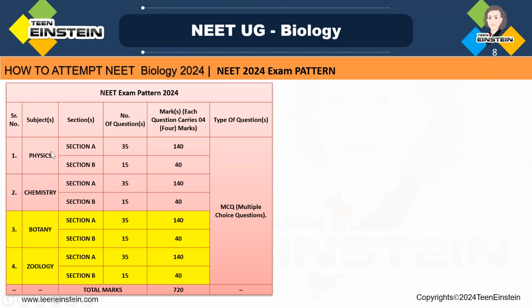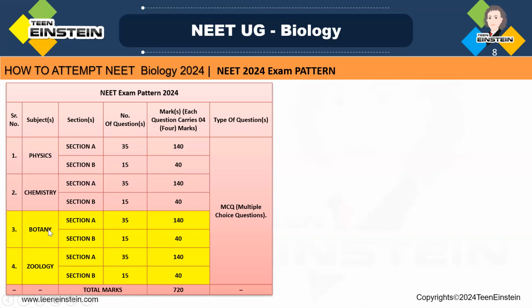So here, physics will be having section A and section B, and chemistry also will be having section A and section B. Botany will be having section A and section B. Zoology will be having section A and section B. So this class is exclusively for biology, NEET biology. I'll concentrate only on this part.